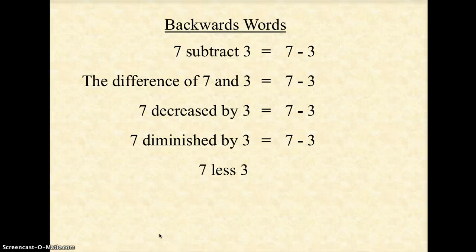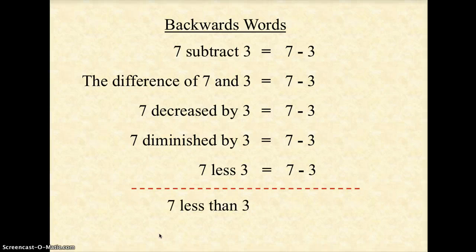7 less 3 is also 7 minus 3. Okay, now we have the broken lines. That means that these are your backwards. You write this backwards. If it says 7 less than 3, then you're going to write 3 minus 7. If you get the difference, you will actually get a negative integer. Okay, now look at the difference between 7 less 3 and 7 less than 3.